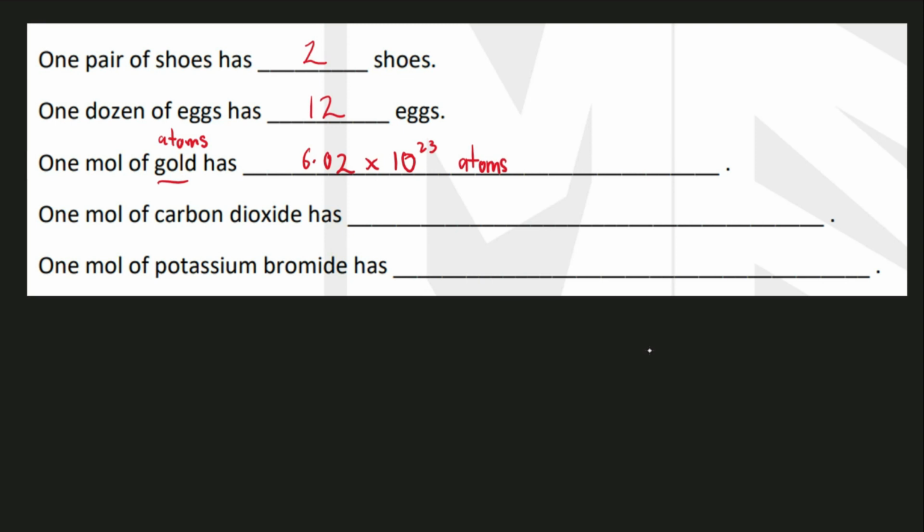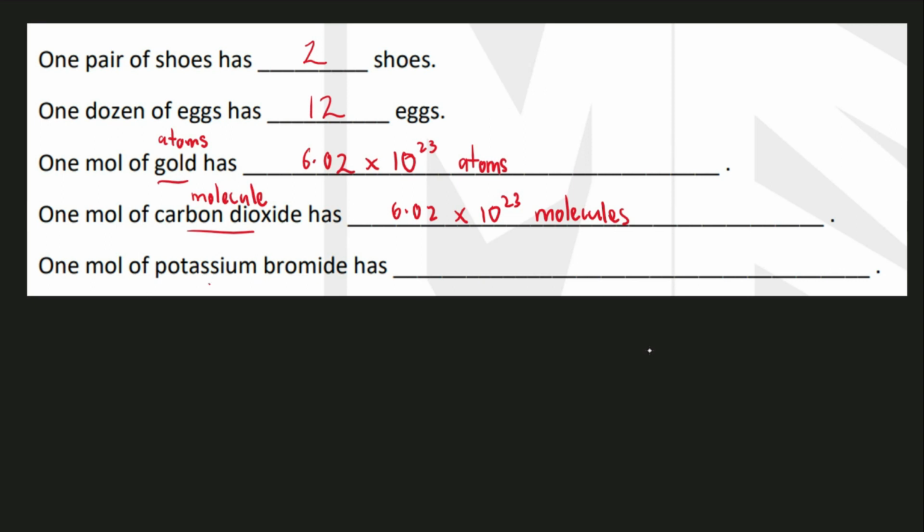You can see here the usage is very similar to pair and dozen. The mole represents a specific number of substances. So 1 mole of carbon dioxide, since carbon dioxide is a molecule, will have 6.02 times 10 to the power of 23 molecules. We can see here the magic number is 6.02 times 10 to the power of 23. This is also known as Avogadro's constant.